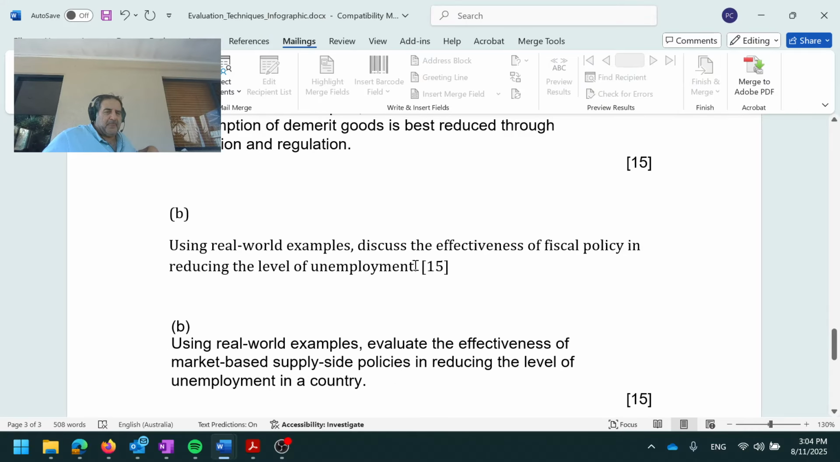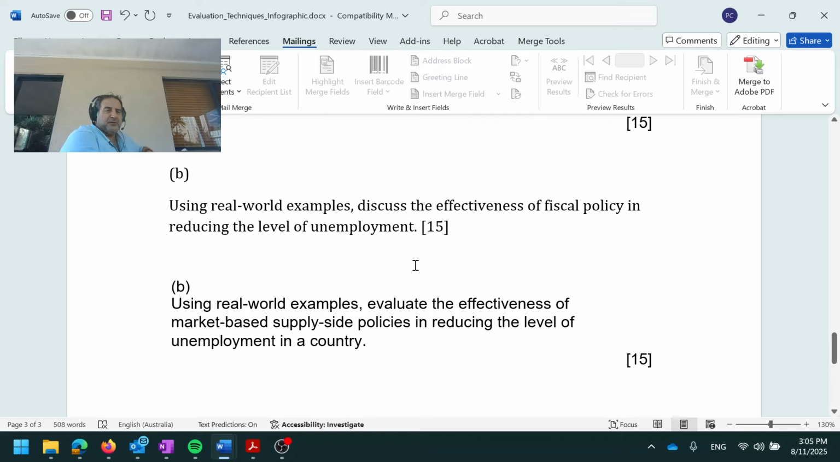The question Part B there, where you've got discuss the effectiveness of fiscal policy in reducing the level of unemployment.